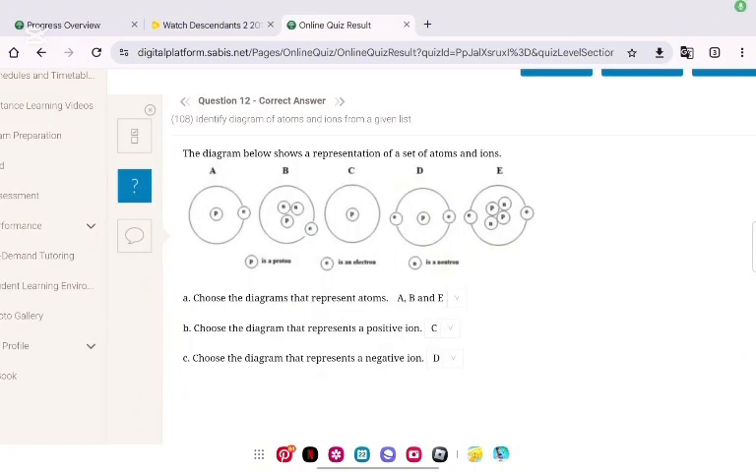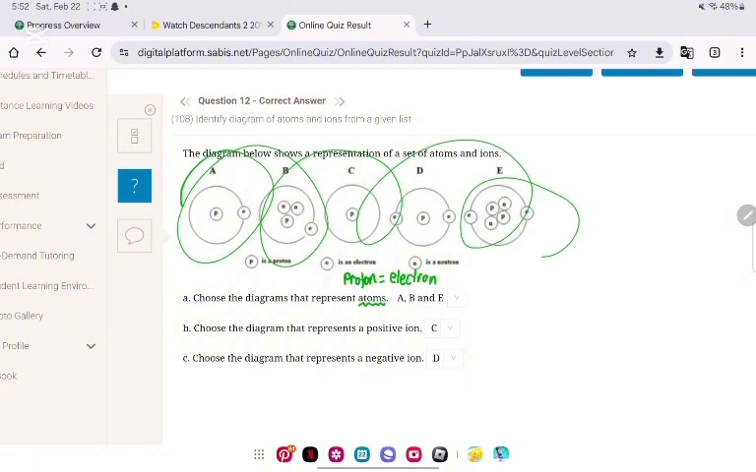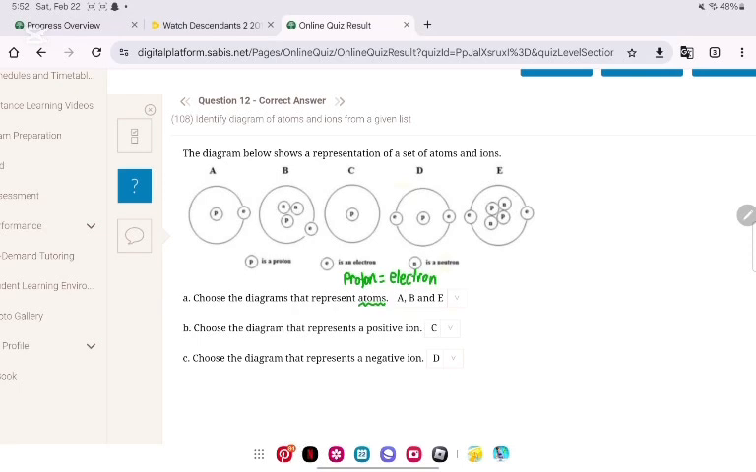Okay, this question is really easy. So they want what represents an atom. An atom is protons equals electrons, okay? So which one of these have the P and the E the same? So here the P is 1 and the E is 1, so A is correct. Here you have 1 P and 1 E, so this is also correct. Here you have just a P, so this is wrong.